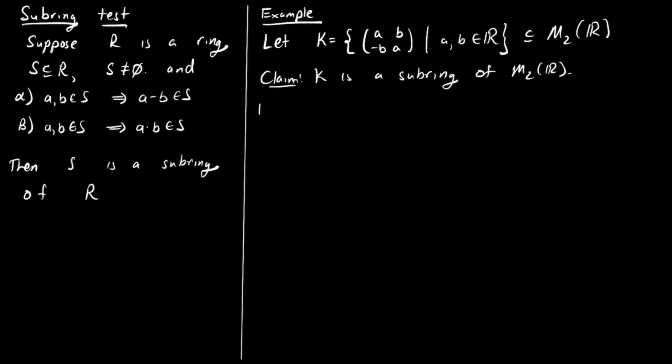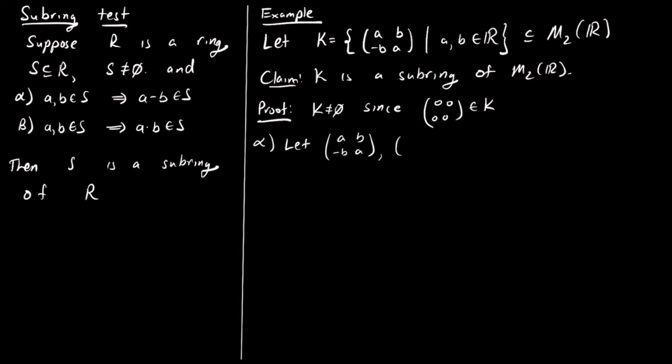Okay, so let's prove this. Let's use our subring test. First, K is not empty. Since, well, we could write down any element of K that we want as long as it fits the proper format, but 0, 0, 0, 0 is an element of K. So K is not empty. So let's check condition alpha now. So I'll say let A, B, minus B, A, and C, D, minus D, C be elements of K.